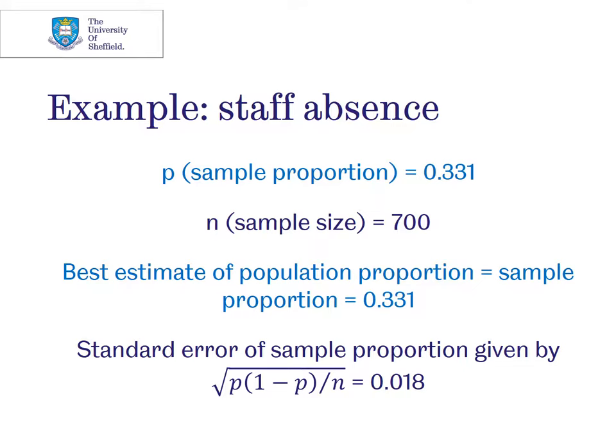That's something that we will come into in subsequent weeks, and I wouldn't expect you to know or remember that for now, but it's something that we will look at in more detail subsequently. If we put the values of p and n into this formula here, we get the standard error being 0.018. And as I mentioned earlier, that standard error is actually the standard deviation of the sample mean. And a good way of thinking about that is, if we were to take this sample of 700 people many, many times, so it would be a slightly different 700 people each time, we would probably end up with a mean value of 0.331, and the standard deviation of those values would be 0.018.